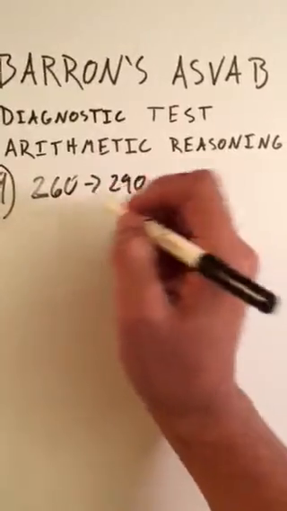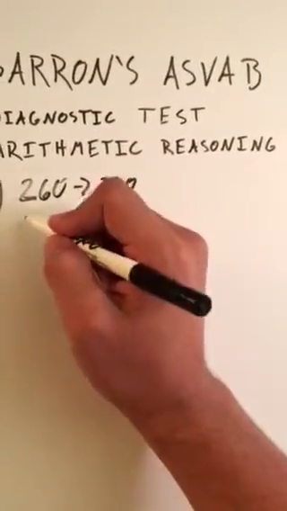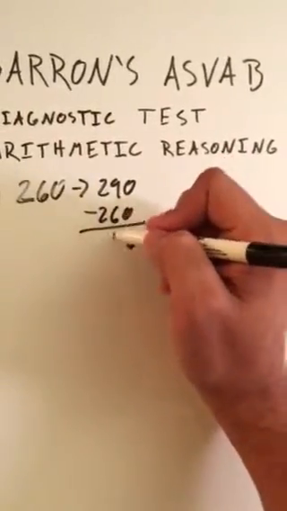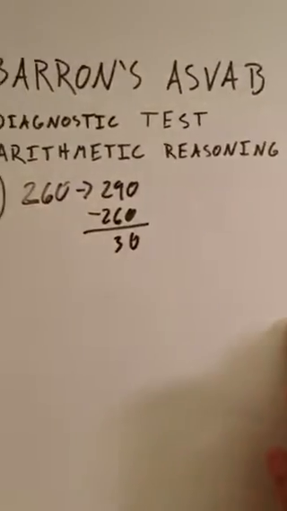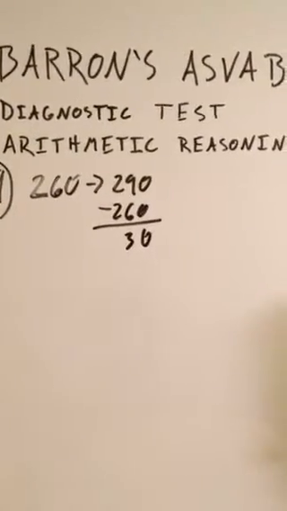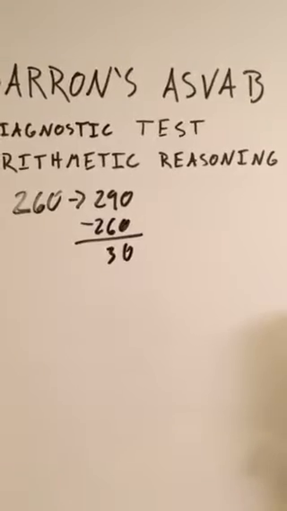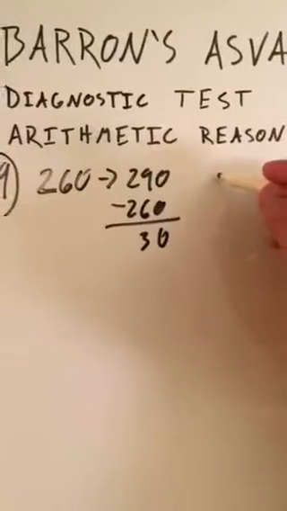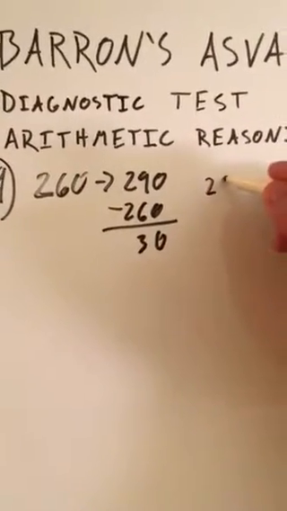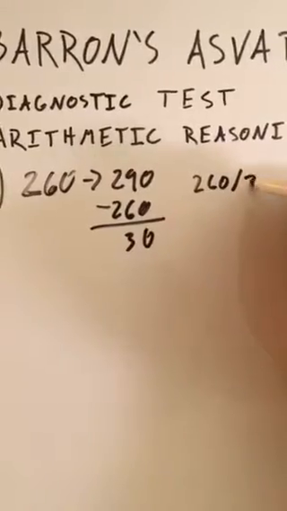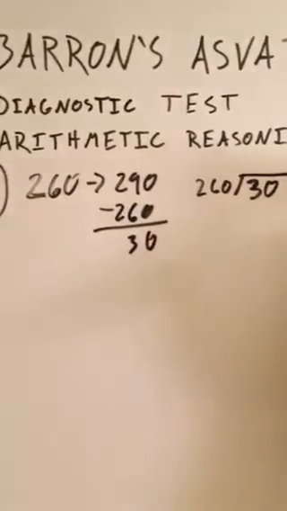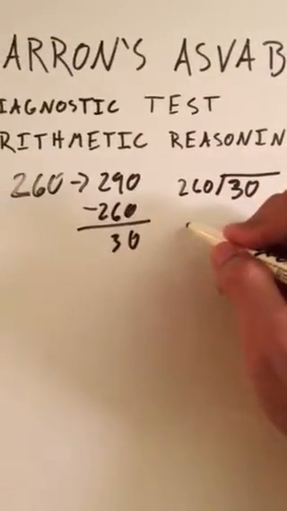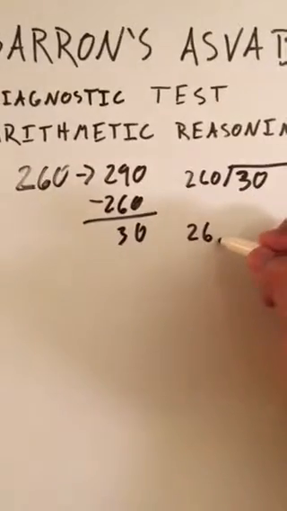First we're going to find the difference in the two salaries. So we subtract 260 from 290, and we have $30. Now, in order to find the percent increase in his salary, we have to divide 260 into 30. We know from the previous math problem that 260 into 30 is the same thing as 26 into 3.